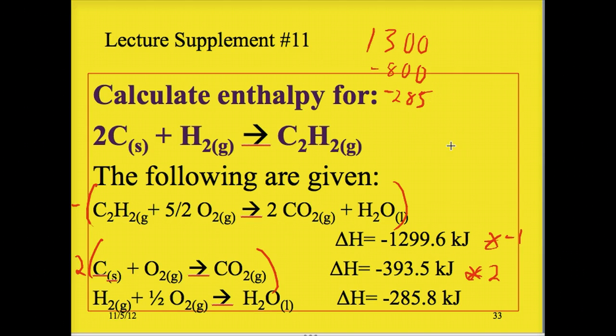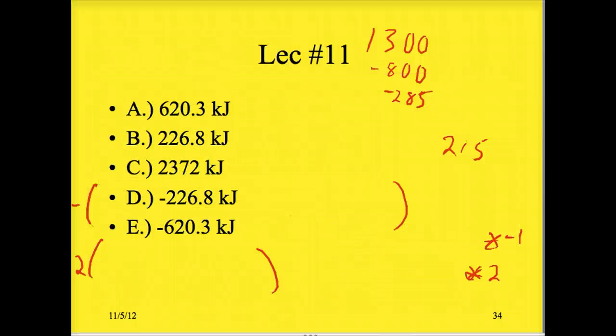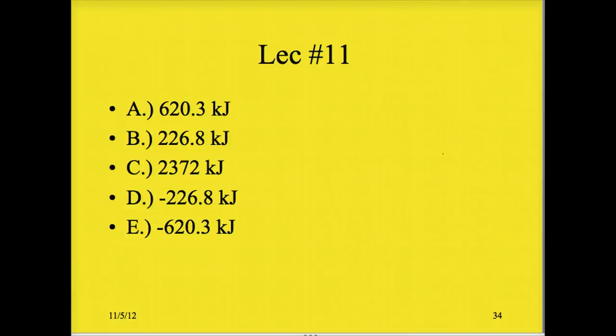Okay, which leaves me about, what is that going to be? 1085. So we're looking at 215, or roundabouts. All right, so we're looking at B for an answer. Again, it's just that I don't have my calculator on me, so I'm doing a little bit of roundabouting on the answers.